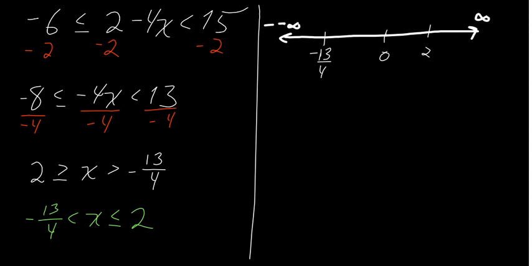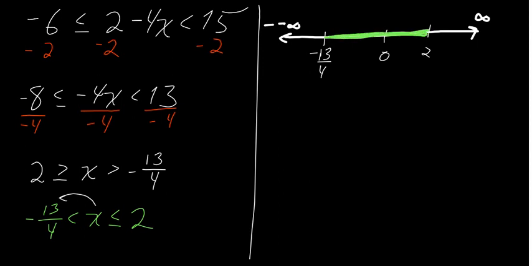All right. So x is going to be between negative 13 over 4 and a positive 2. What we're going to do is draw on the number line just a solid line between negative 13 over 4 and positive 2. We're not done yet, though, because we have to pay attention to the inequality symbol.